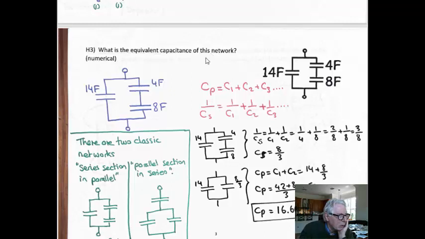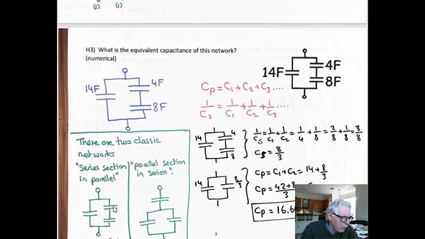And I look at this side and I say, well, it's a series section in a parallel circuit. And I make a note down here at the side. There are 2 classic networks. There's a series section in a parallel, and that's what we've got. Do the series first. And then there's a parallel section in a series network, and you do the parallel first. You do the unambiguous bit first.